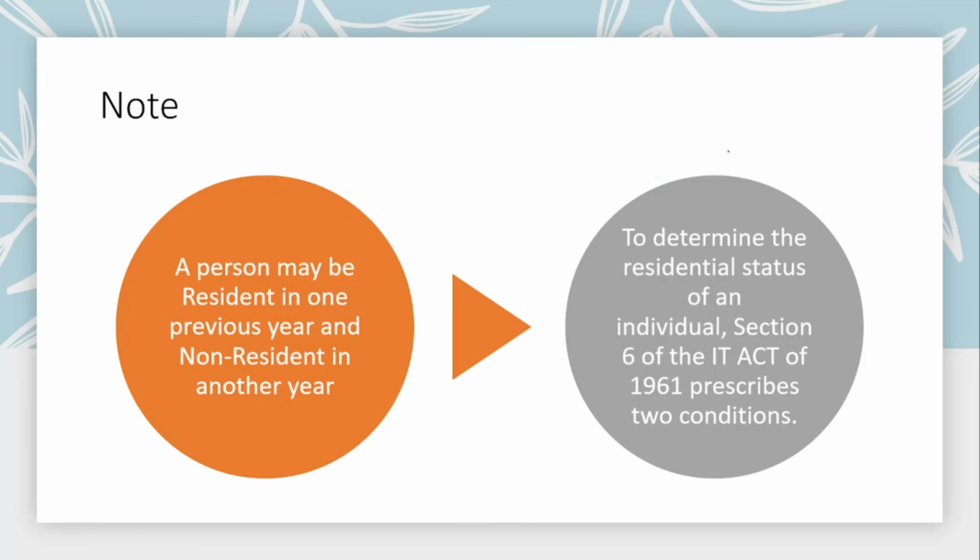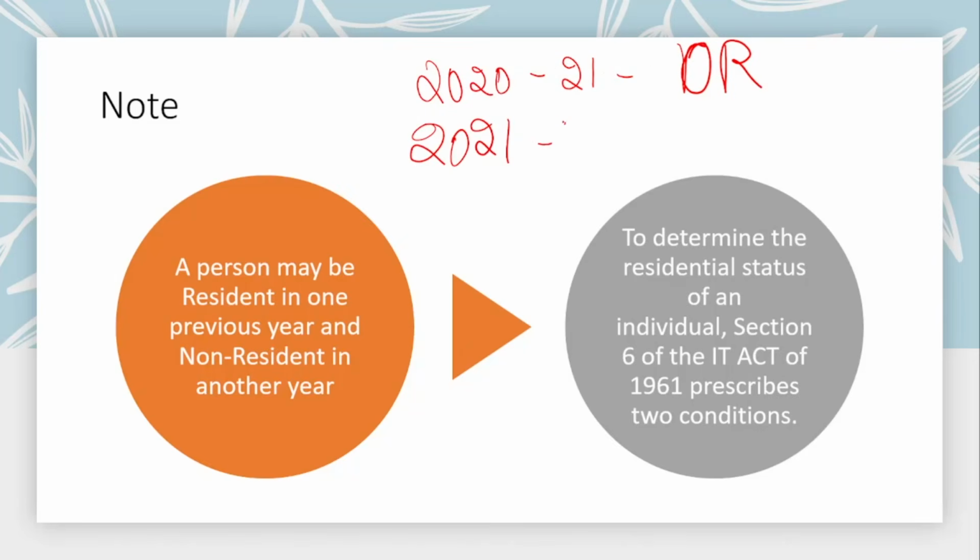Before that, a small note. A person may be resident in one previous year and non-resident in another year. For example, for the year 2020-21, a person may be ordinary resident, but for the year 21-22, he may be not ordinary resident. There is no rule that the residential status should be the same. The residential status may differ from year to year.